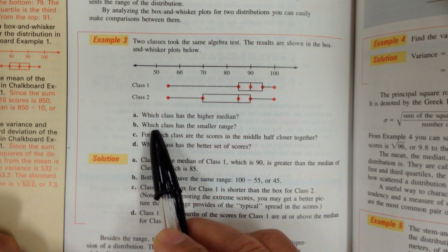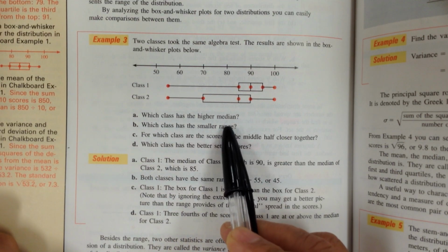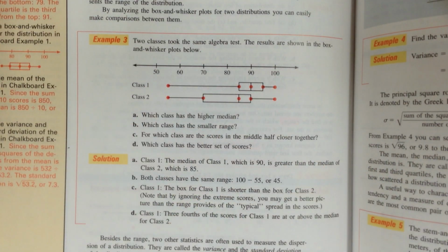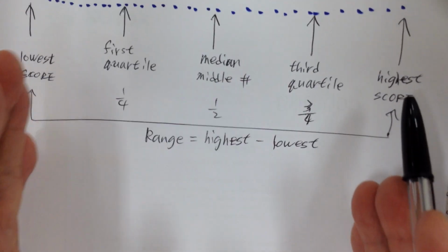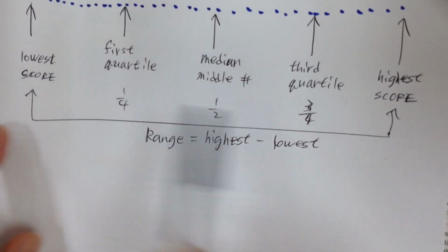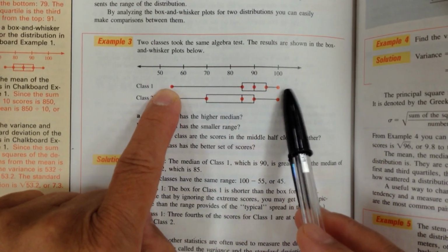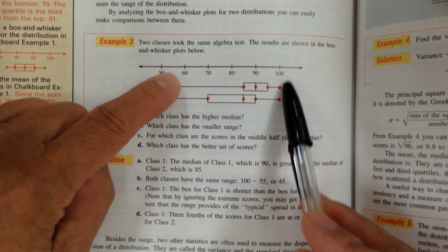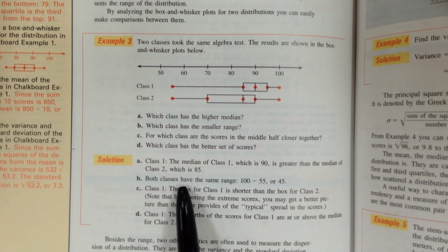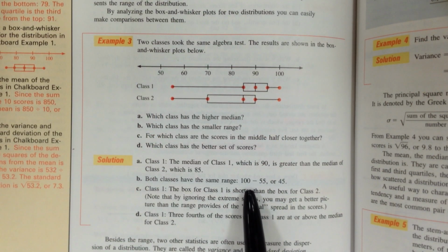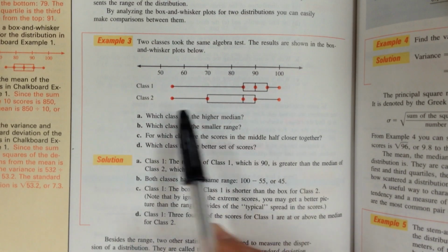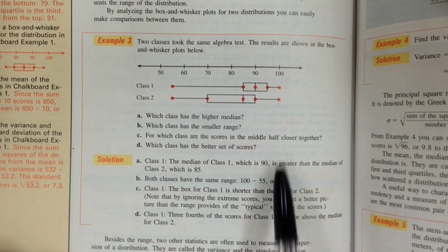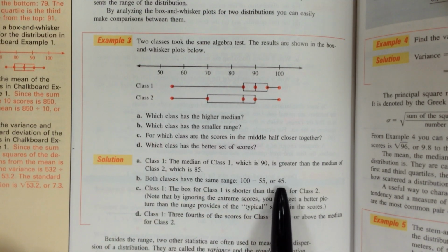Okay, let's go to part B. Which class has a smaller range? Remember the definition of the range? The range is the spread. It's between the highest and the lowest. So this whole thing, that is your range. So in this case, the range is the same, because both have the same range. So B, both classes have the same range. The range would be 100 minus 55, which gives you 45. So both classes have a range of 45.